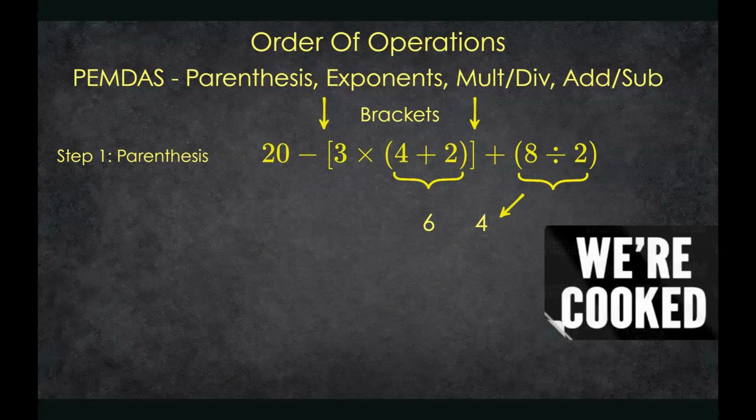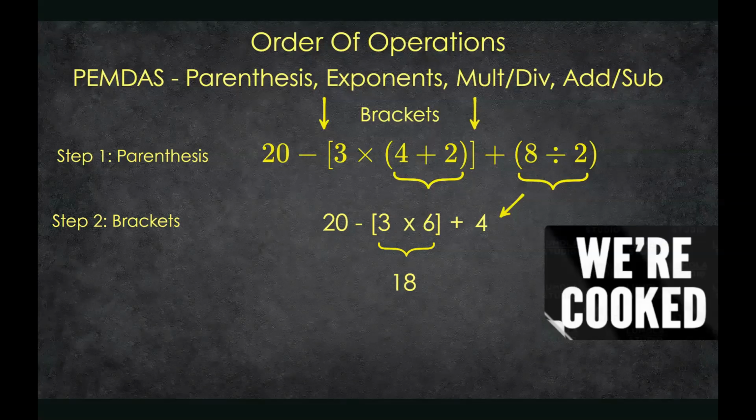The 20 minus bracket 3 times, because I'm going to go 3 times 6, and then I'm going to be adding the 4. So we now see 3 times 6 is in the bracket. I want to take care of that first. 3 times 6 is going to be 18. We're going to drop everything else down, the 20 minus and the plus 4. So now we see 20 minus 18 plus 4.